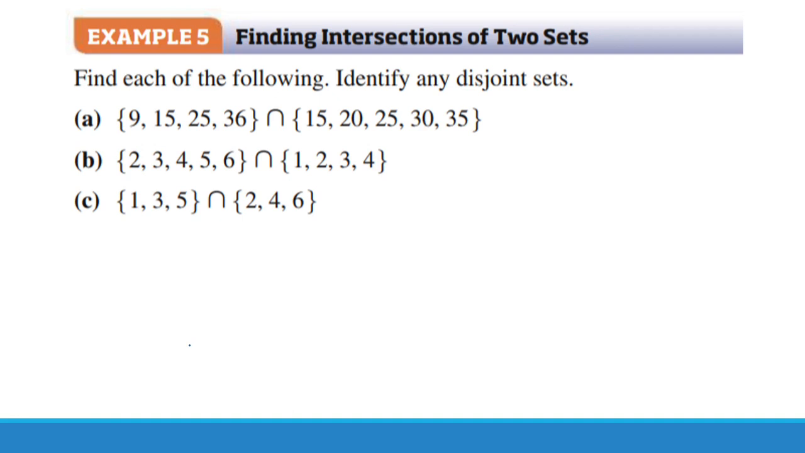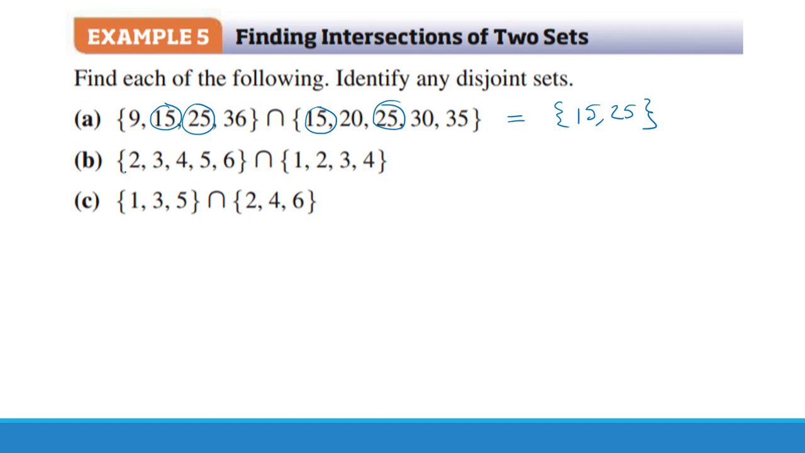Example 5, find the intersection of two sets. Part A, we have 9, 15, 25, 36 and 15, 20, 25, 30, and 35. To find the intersection, find what is in both. 9 is not in both. I have a 15 that is in both. I have a 25 that's in both. And 36 is not in both. So in part A, the intersection is just the numbers 15 and 25. That is what is in both.